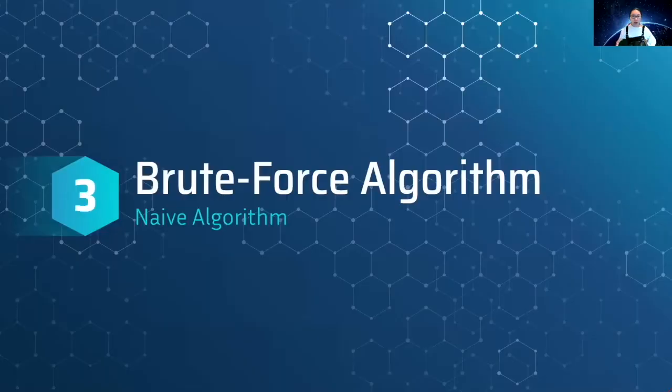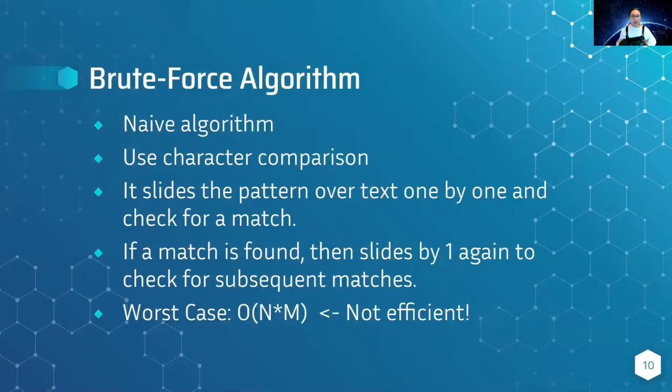Now, let's talk about the brute force algorithm. The brute force algorithm is a naive algorithm which uses character comparisons. It slides the pattern over the text one by one and checks for a match. If a match is found, then slide by one again to check for a subsequent match. However, its worst case is O of n times m, where n is the length of the string and m is the length of the pattern. It's not efficient.